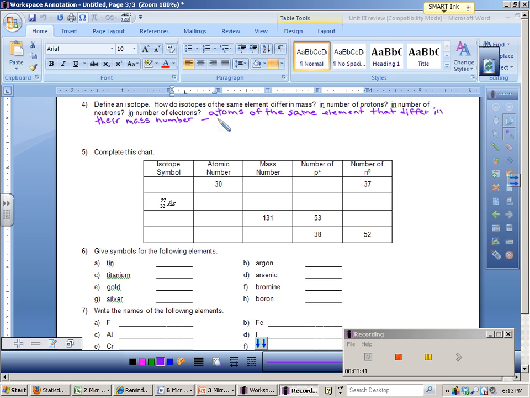How do they differ in mass number? Well, they differ in number of neutrons. Because remember, our mass number is going to be the sum of the protons and the neutrons. How do they differ in protons? They don't. So same number of protons, different number of neutrons, and because they're neutral, if their protons are the same, then they must have the same number of electrons.